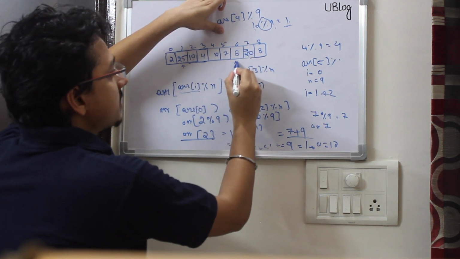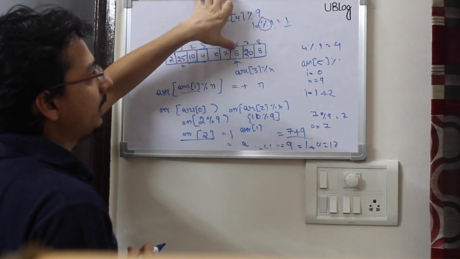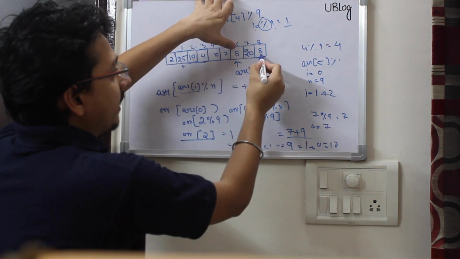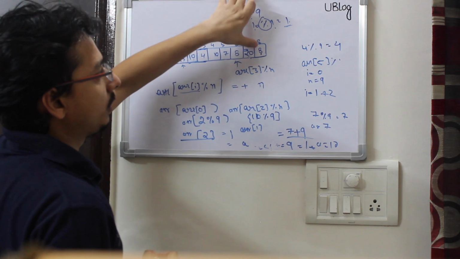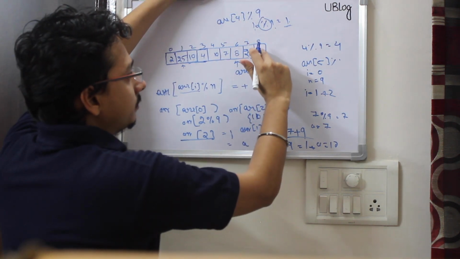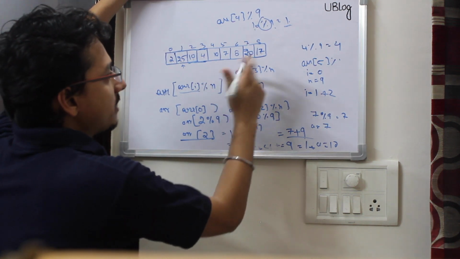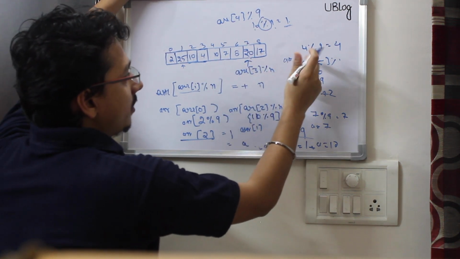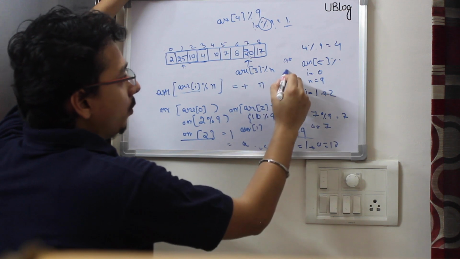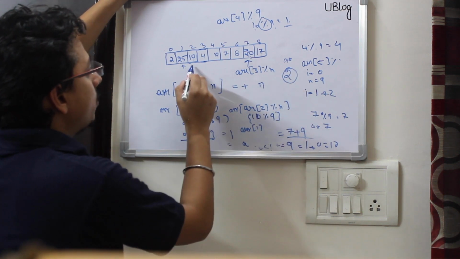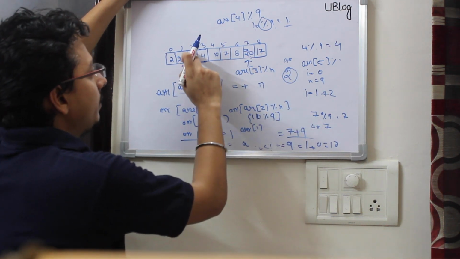Next I will move to the next index. I will be doing 8 modulo 9, which will be 8. And then I will be going to the 8th index and adding 9 to that. So 8 plus 9 will be 17. Next I move to this index. I will be doing array of 7 modulo 9. 20 modulo 9 will be 2. Now I will be going to this index, adding 9, so it will be 19.